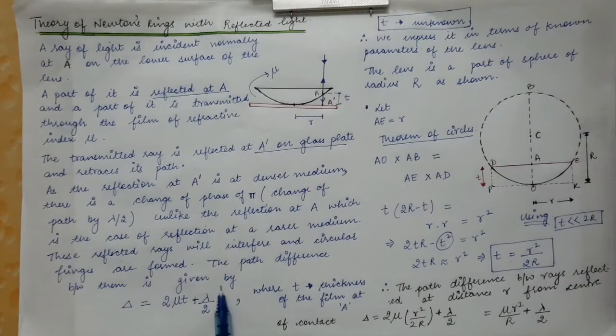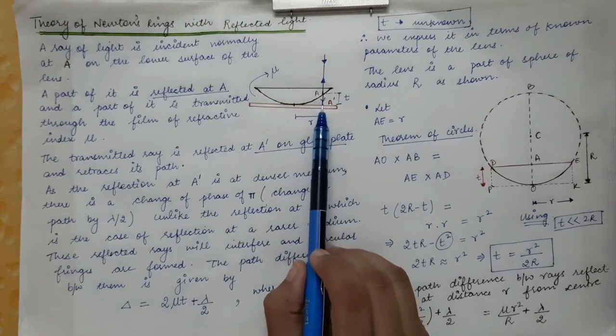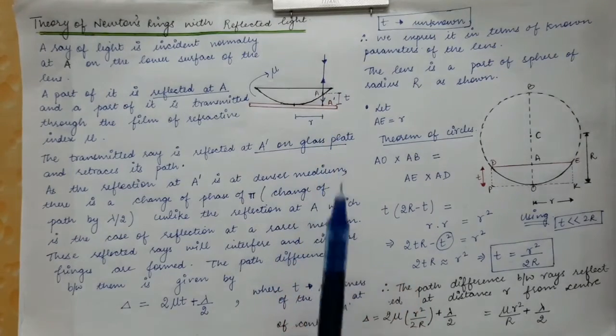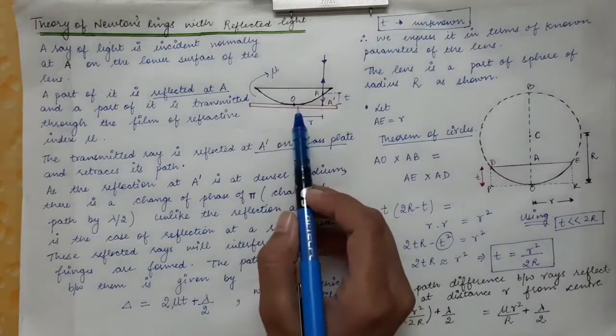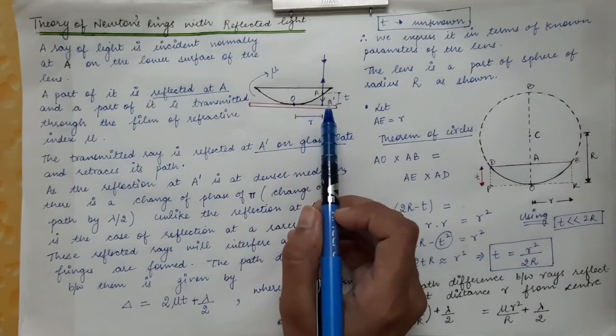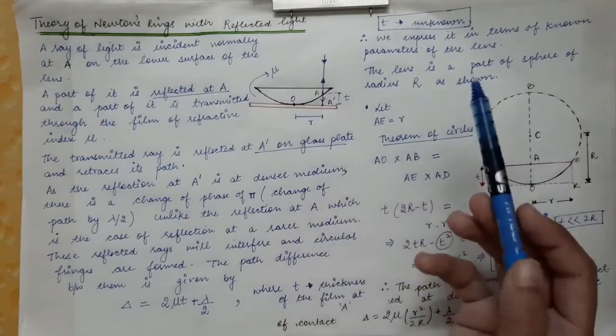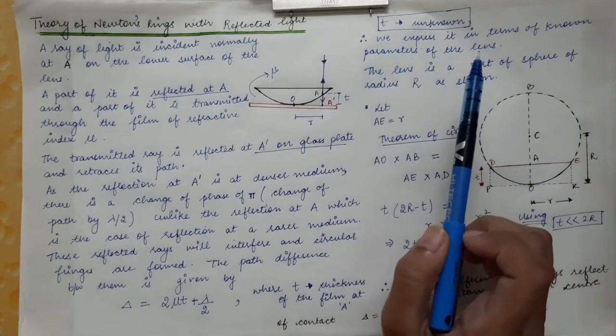So this lambda by 2 factor is introduced because of the second reflected ray, which is getting reflected at A prime point by a denser medium. Now what is the thickness of the film? Now t is unknown to us. The thickness of the air film varies as we move away from the point of contact. So at every point it is very difficult to find the thickness of the air film. So the main task now is to express this thickness in terms of the known parameters.